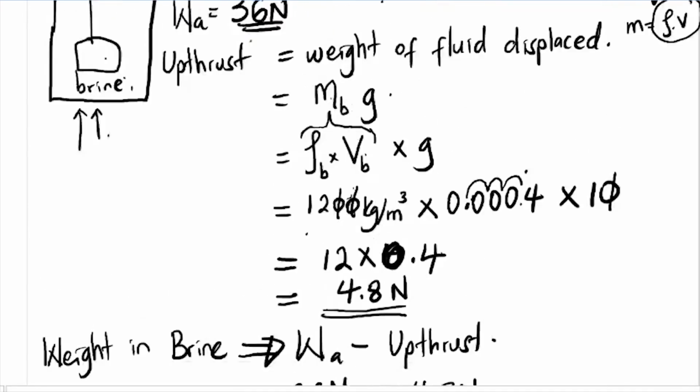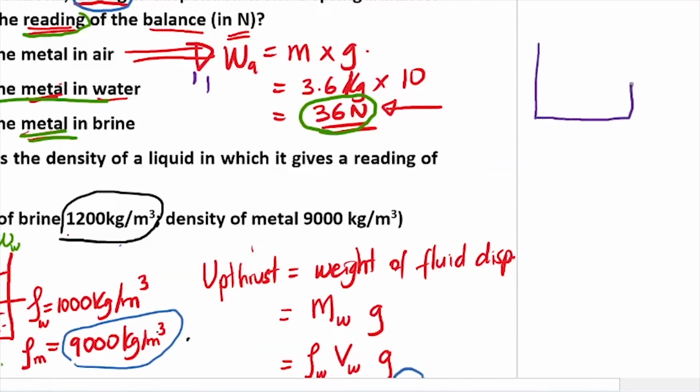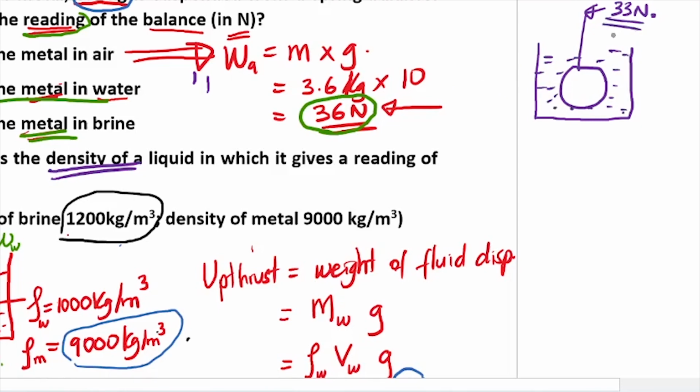Alright, let's go on to number 4. So number 4 is requiring us, as you can see, what is the density of a liquid in which it gives a reading of 33 newtons? So what do they mean by this number 4? What is the density of the liquid in which it gives a reading of 33 newtons? So now let's try and draw a picture to summarize this. Let me do it right here. So we have put in our metal there, and the spring balance here is 33 newtons. So if the spring balance here is 33 newtons, the question is requiring us to find the density of this liquid. What is this liquid that is causing the spring balance to read 33 newtons?